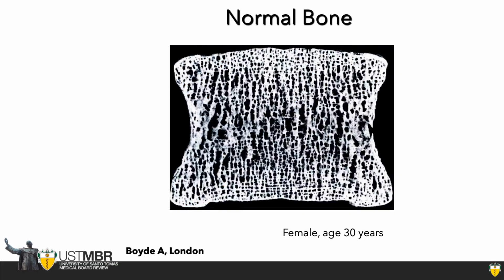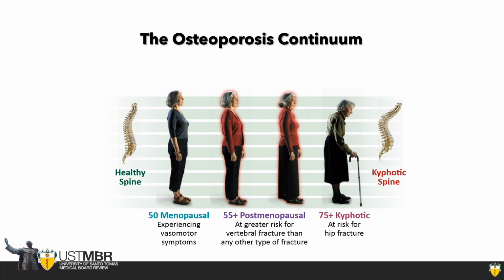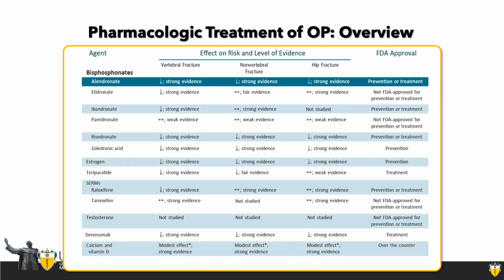This is normal bone architecture. This is the architecture of somebody with osteoporosis. Consequences: shrinking, kyphosis, what we call dowager's humps. They're at risk for fracture. Treatment of choice, first line is bisphosphonate, alendronate being the most popular one.